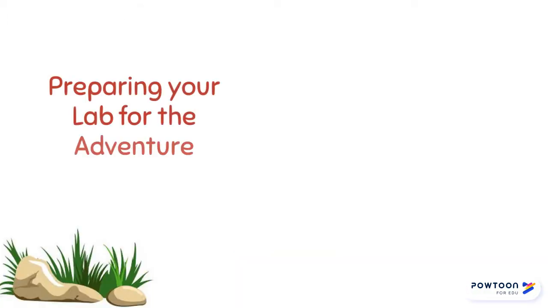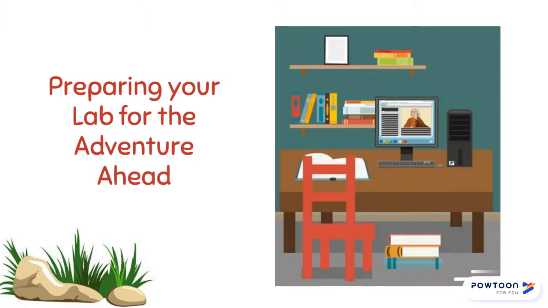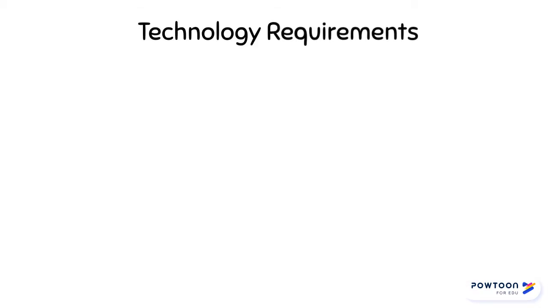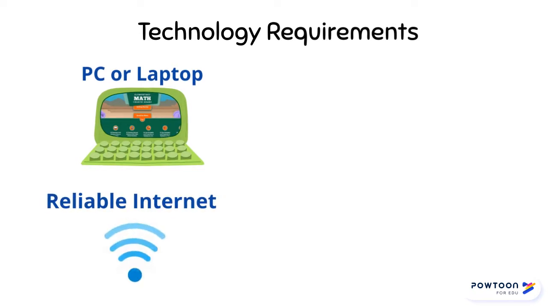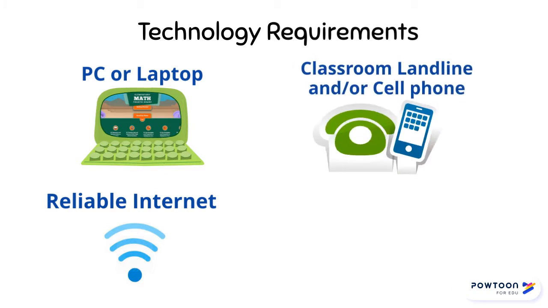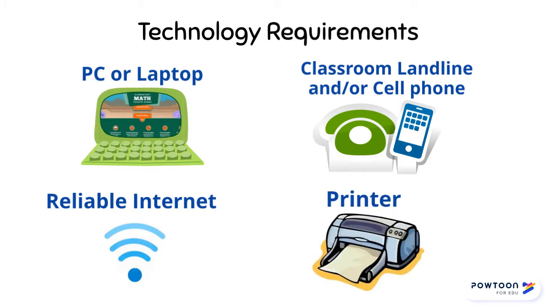Prepare for your adventure by considering all the needs of the physical lab, including lab setup and technology requirements. Our technology requirements include each student needing access to a PC or laptop with a reliable internet connection. In addition, a designated lab phone should be available for student, facilitator, and FLVS instructor communication. Your facilitator will also need access to a printer.